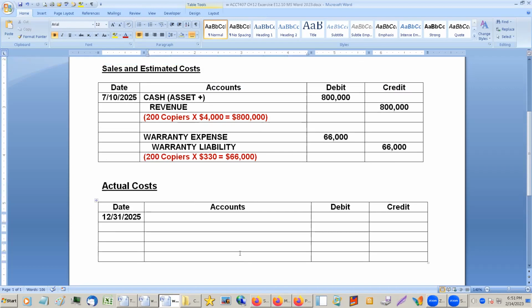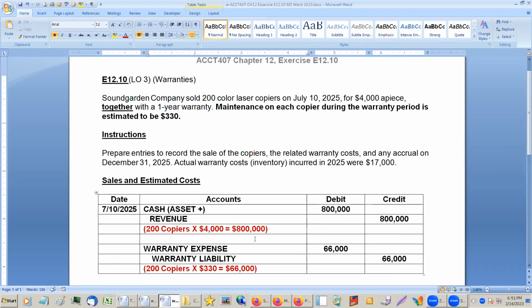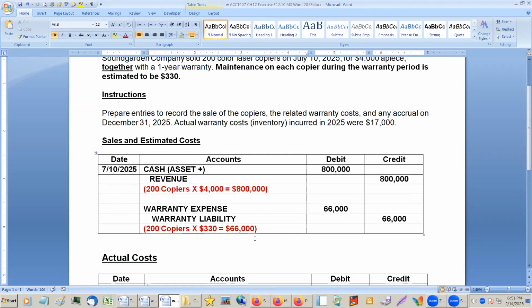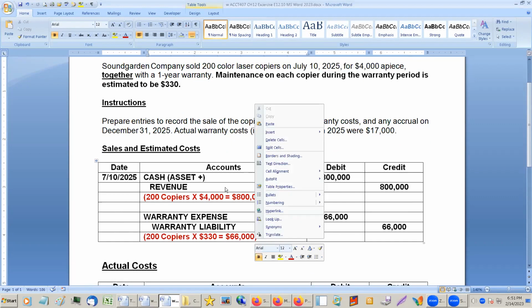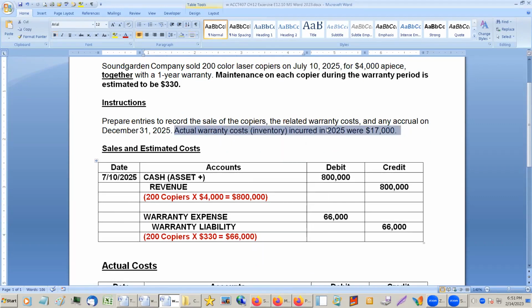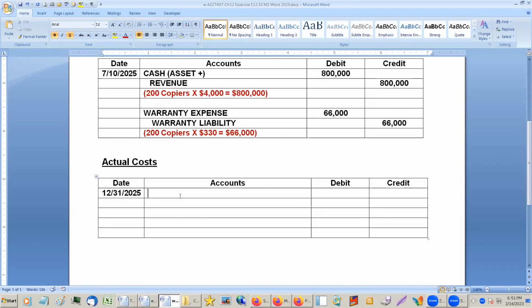All right. So let's see, the actual costs were... They don't say. Oh yeah, here they do. The actual warranty costs were 17,000. Okay, so what would be the entry for that? Warranty liability, debit. Yep, and then credit cash, parts, labor.